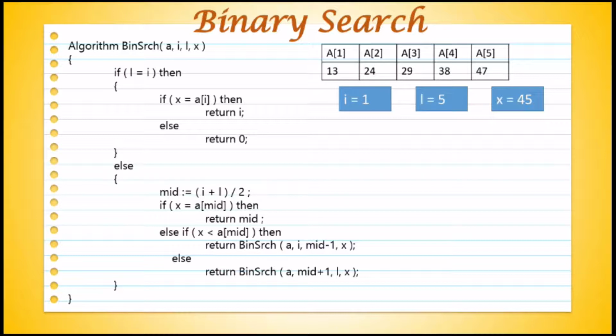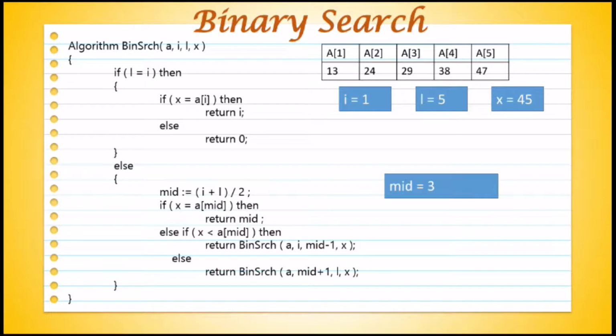So we will execute the else part. In the else part, first we are finding the middle value. How to calculate the mid value? I plus L divided by 2. So that is 1 plus 5 divided by 2 and the answer will be 3. So the mid value will be 3.